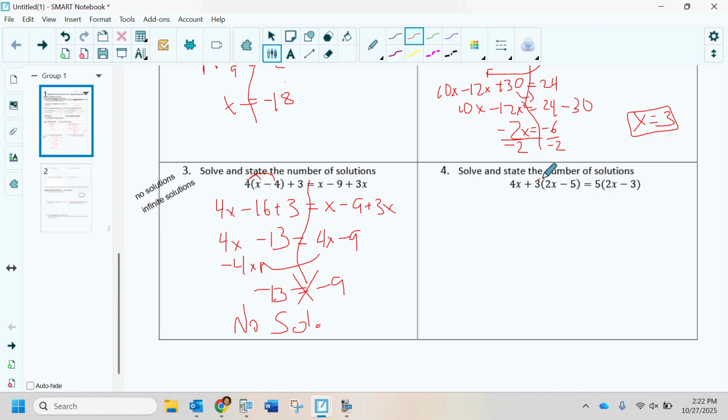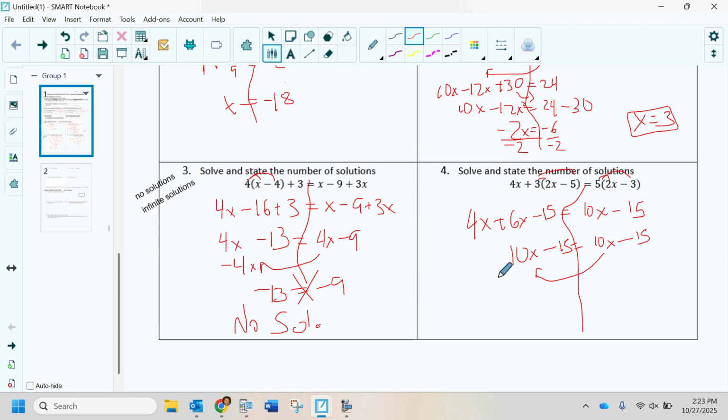Now for this one, we're going to distribute. So we get the 4x comes down plus the 6x minus 15 is equal to 10x minus 15. Combine our like terms, we get 10x minus 15 is equal to 10x minus 15.